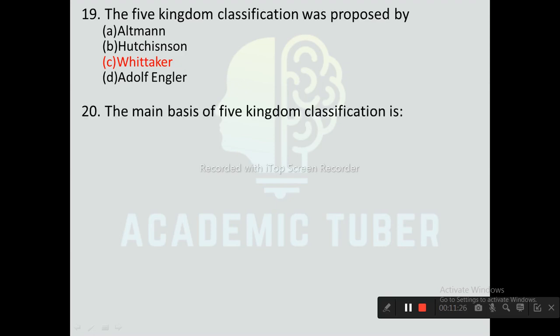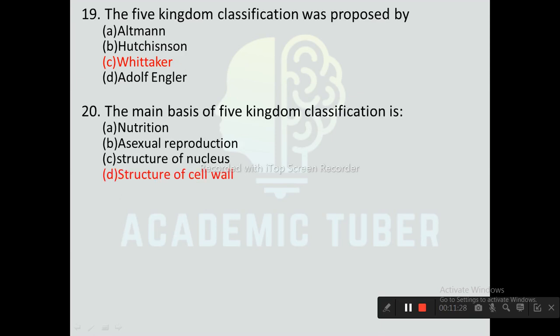Next one, the main basis of five kingdom classification is, and the options are nutrition, asexual reproduction, structure of nucleus, structure of cell wall. And the correct option is structure of nucleus. On the basis of nucleus, organisms are categorized into eukaryotes and prokaryotes.